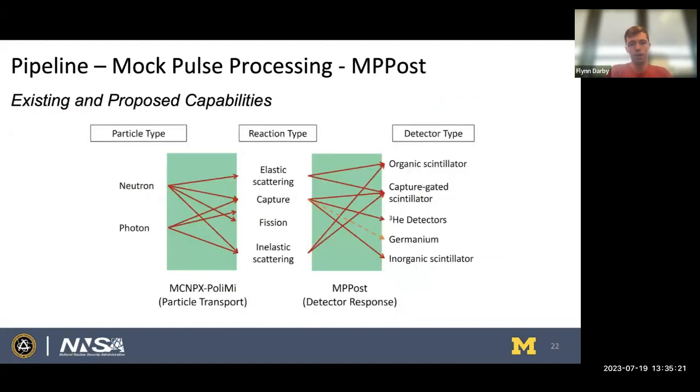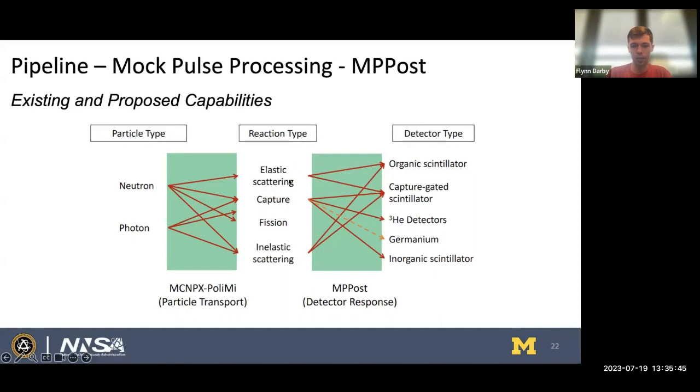So going into MCNP-PoliMi post-processing, MPPost, we talked a little bit about organic scintillators seeing Compton scattering for gamma rays. For neutrons, there are going to be different types of interactions. There's going to be elastic scattering. There's also going to be fission, but both the photons and the neutrons can inelastic scatter, and both of them can be captured.